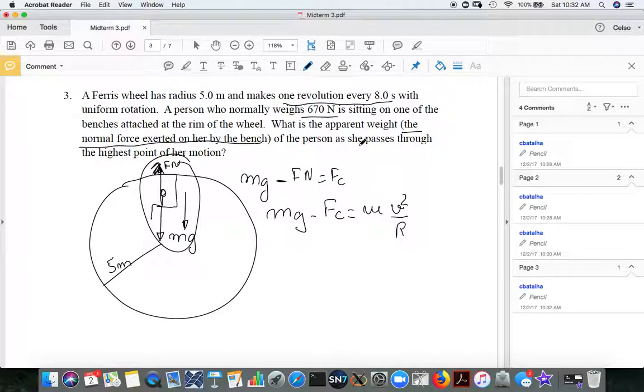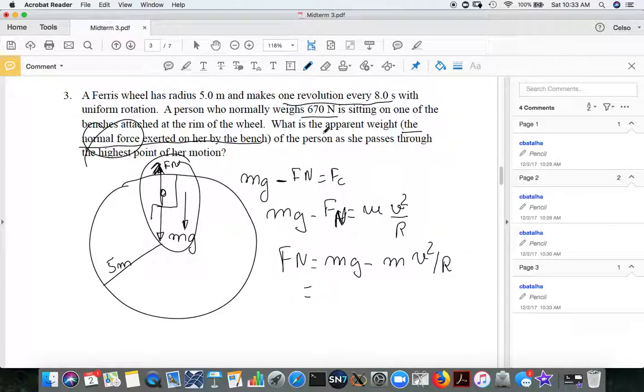So to find the normal force, mg minus Fn equals mv squared over r. So the normal force shall be mg minus mv squared over r. And the rest is to plug in numbers.